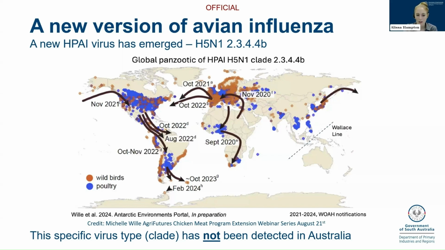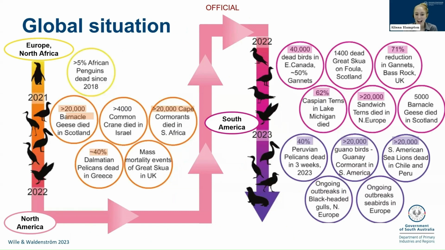Next slide. As it has spread, it has caused extensive losses in poultry and has caused huge devastation in wild bird populations, killing thousands to tens of thousands or huge percentages of single species in certain regions. And this is just a little snapshot. So, for example, 40% of the Peruvian pelicans in Peru died in just a 3-week span.